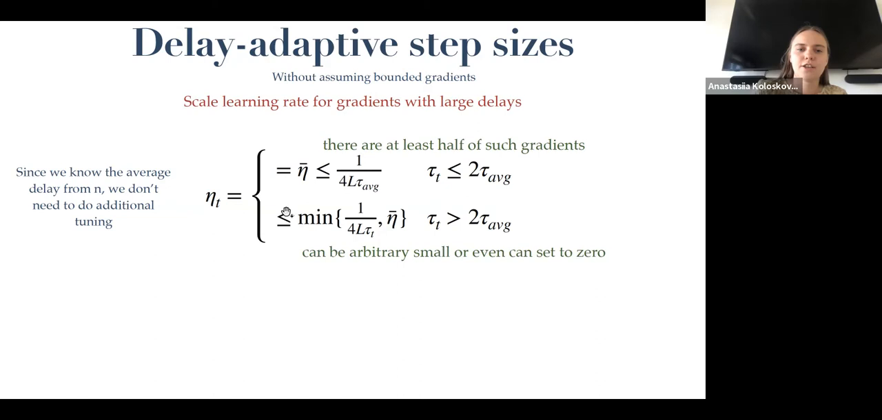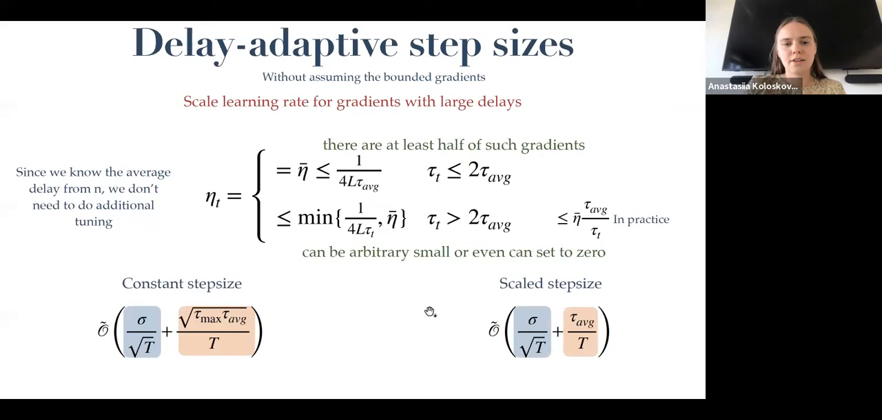What you can notice here is that we can make our step size smaller than this value, and we can set it even to zero. If we set it to zero, it means that we just drop gradients, we don't apply them. In practice, you don't introduce any extra hyperparameters in this delay adaptive scheme. You just need to tune this eta bar, and then you can weight it like this, and you know tau average is the number of nodes. If we use this step size scheme, then we can get the following convergence rate, and it depends only on the average delay. Before, with constant step sizes, we got square root of tau max times tau average, and now we get only dependence on the average delay in the convergence rate.